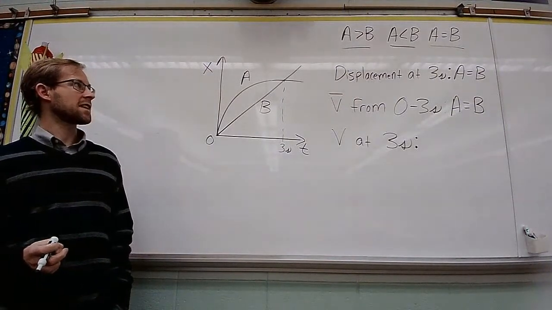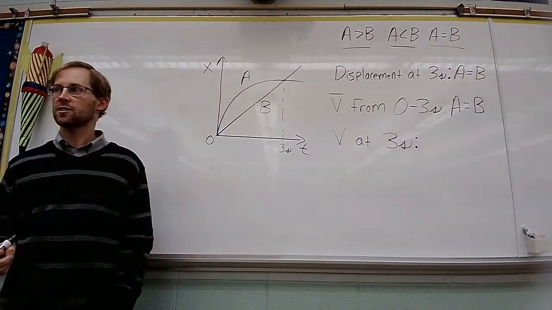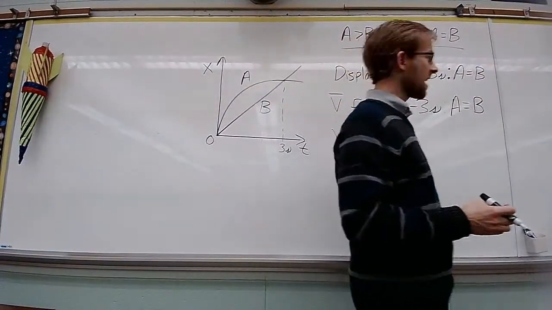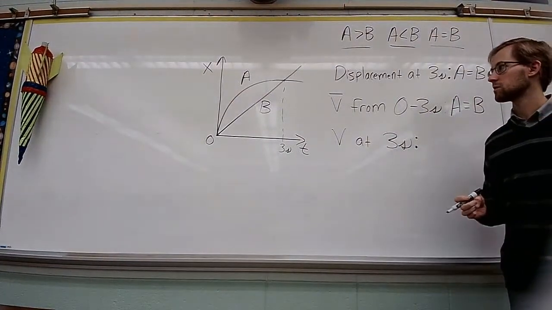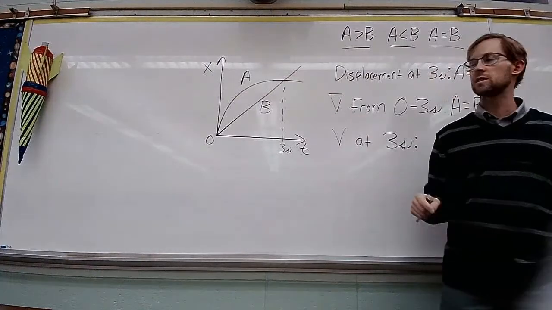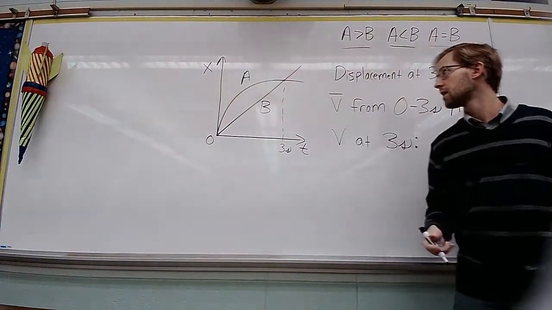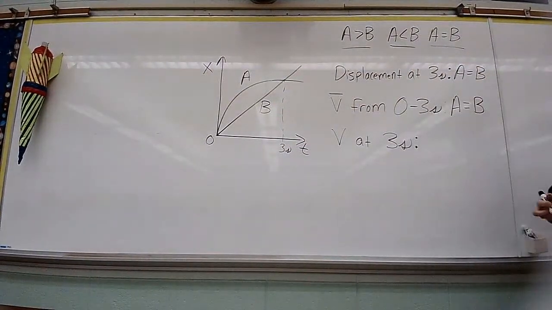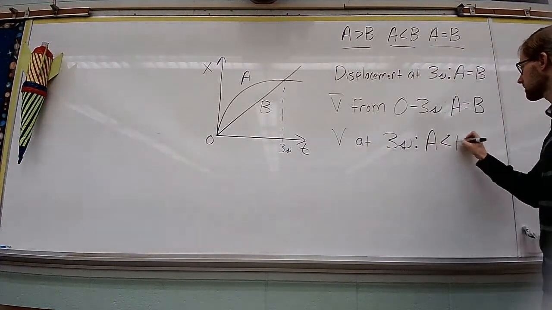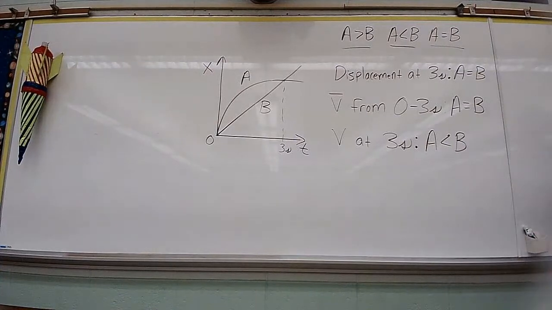So what do you think on this one? Is A greater than B, A less than B, or A equal to B? A is less than B, absolutely. Because you can see the slope of A is pretty much 0 at 3 seconds. The slope of B is definitely positive there. So in that case, A is less than B. Very good.